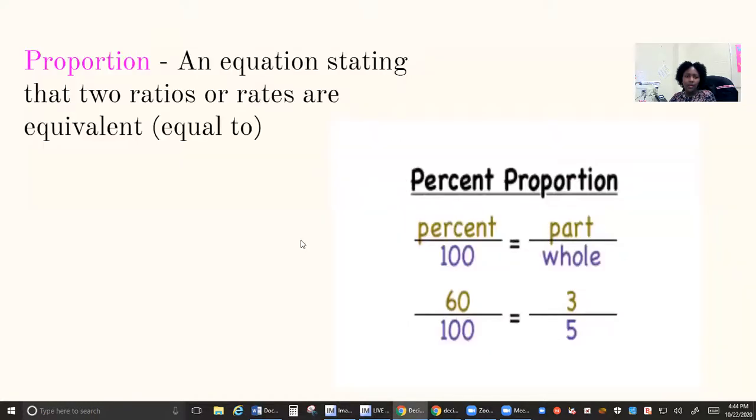Our last vocabulary word is proportion, an equation stating that two ratios or rates are equivalent. Remember, equivalent means equal to, okay? So here's a percent proportion. A percent is a part-whole relationship. The part is the percent, and the whole is 100, because remember, a percent is out of 100. So let's say our percent is 60, and it's out of 100. I would simplify this to get 3/5 as a simplified fraction, but we're not there yet. I just wanted to show you what a proportion looks like.